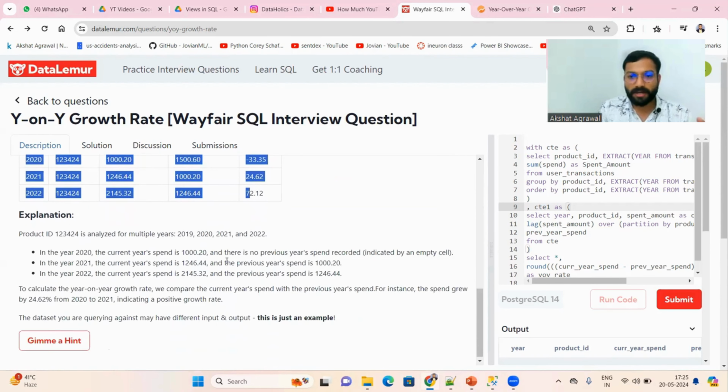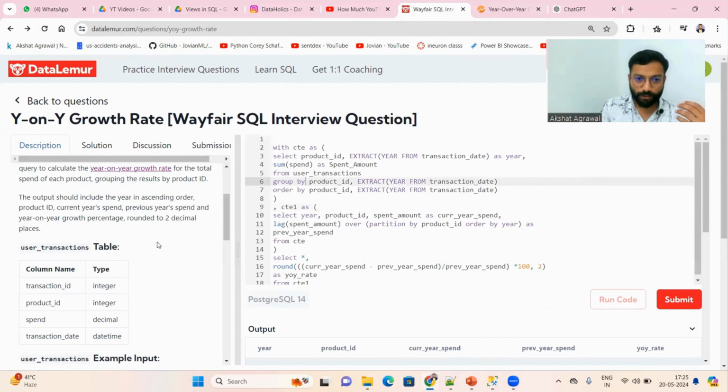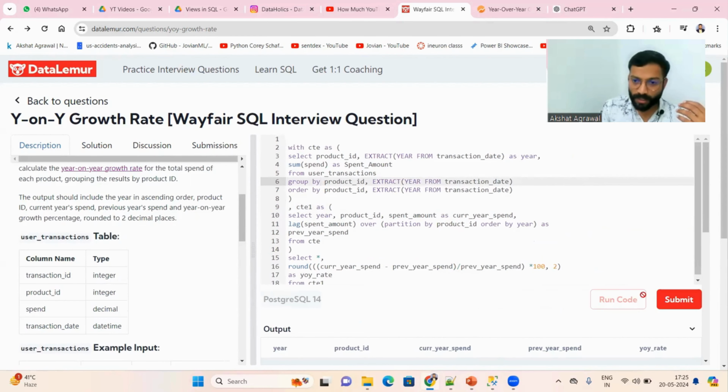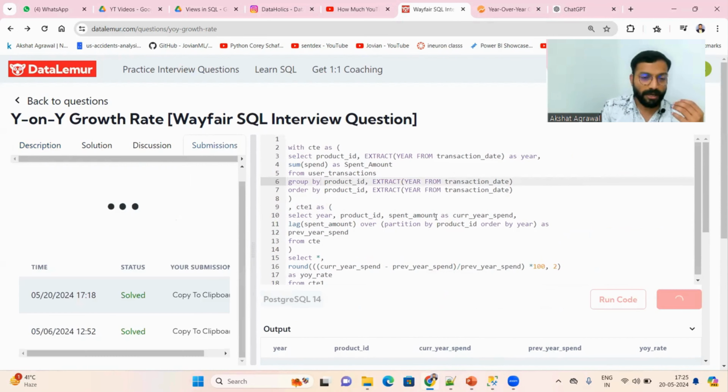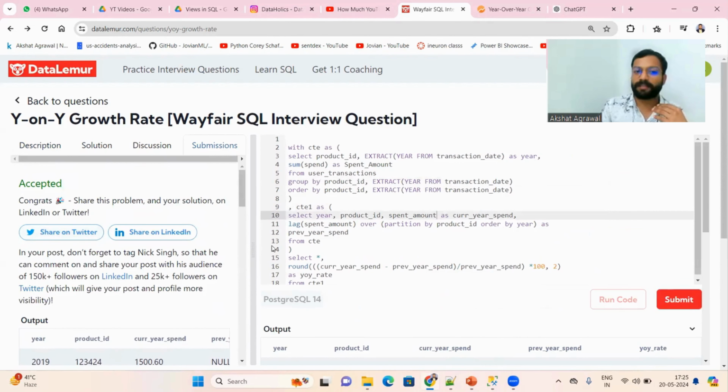They have given the explanation, so you can just read it all. And I have solved this question here, right? This solution is in PostgreSQL. When I submit this solution, yeah, it is accepted, right?